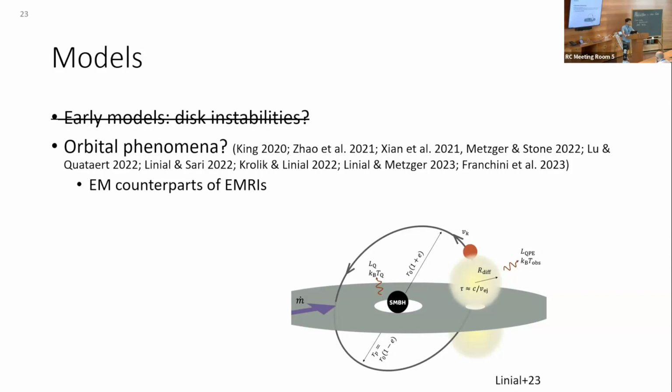So now most models are pointing towards some sort of orbital phenomena as driving QPEs, like an extreme mass ratio inspiral event with some stellar mass, or smaller or greater than stellar mass, companion inspiraling towards the central black hole. And then the prescription for how the emission is generated, whether it comes from interacting with the disk or direct accretion off of the source, or whatever knobs you want to tune, is the topic of ongoing study.